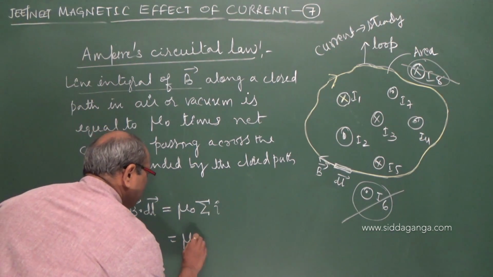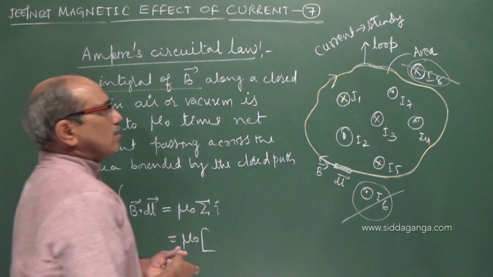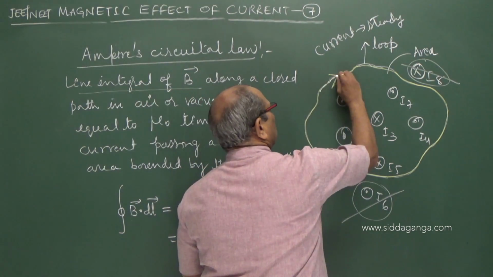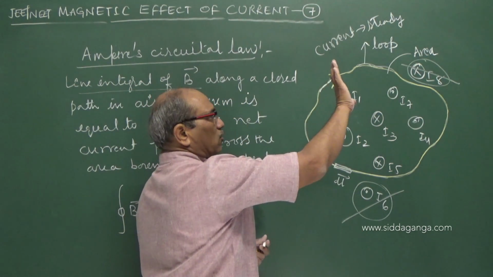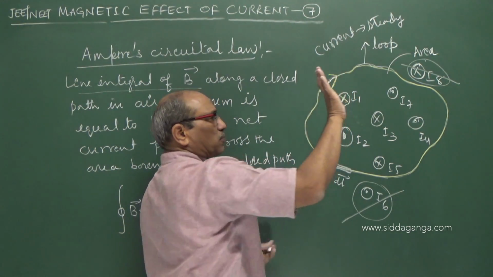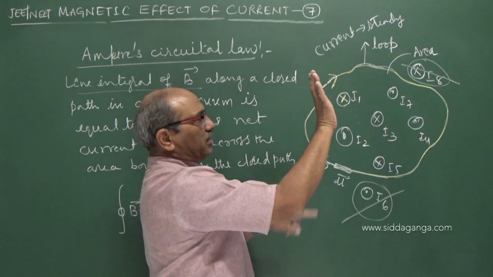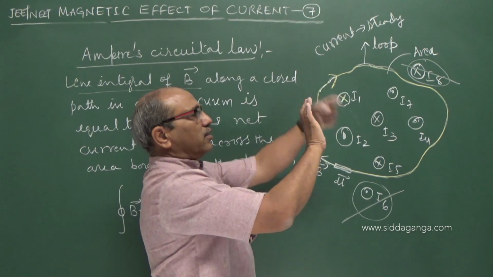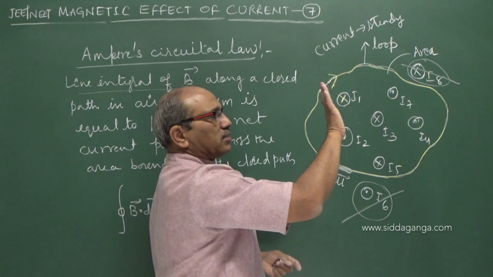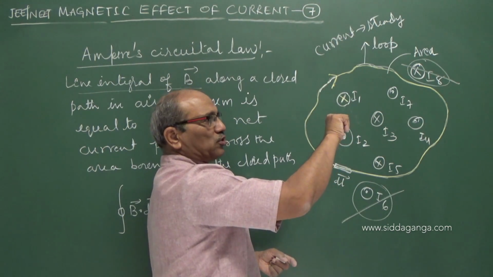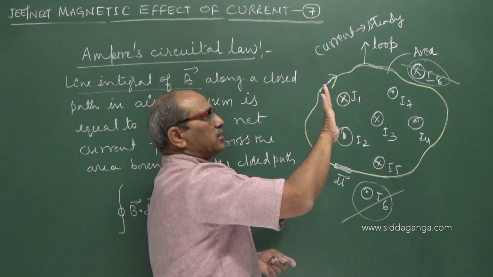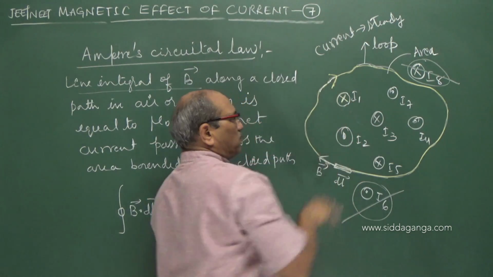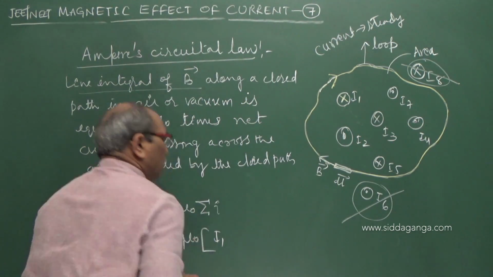Let us see what happens, mu naught into... Now the loop is in this order. So the cross mark is positive. The thumb is pointing in the direction of the current. The fingers represent the path; if it is in the same sense, it is positive. If it comes in the opposite sense, it is negative. For example, it is coming positive, so I am writing I1 positive.